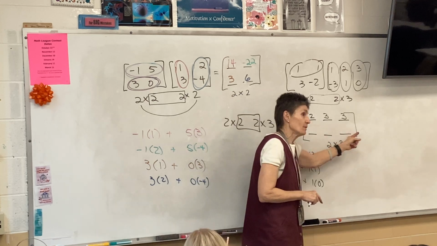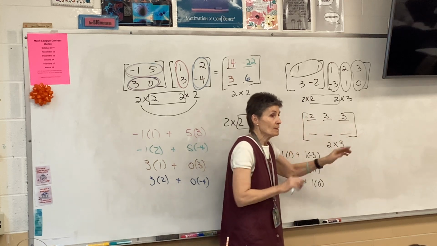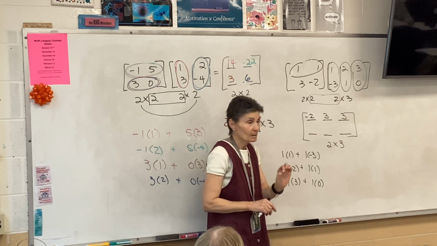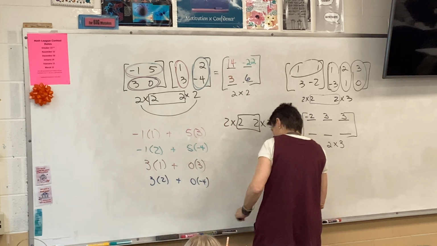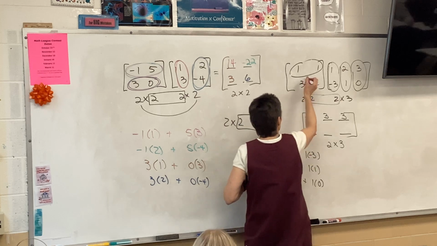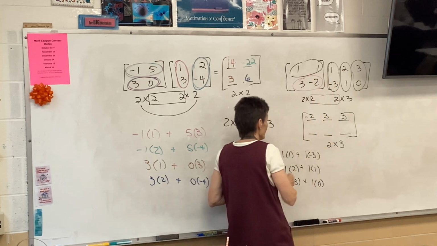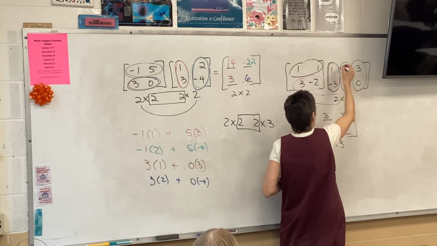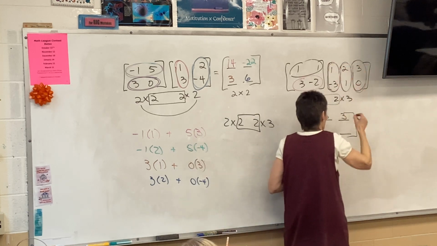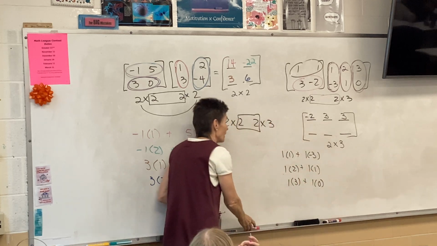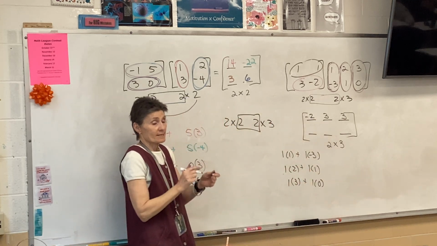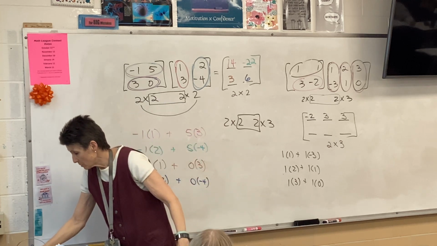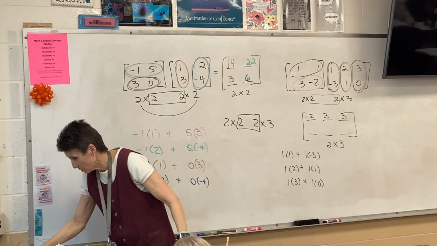Now, how are we going to fill these? What are we going to do to fill these? Same exact thing, except the second row. So you're going to be using 3, negative 2 for all of these, and then this one, and this one. So go ahead, see if you can find that bottom row. Second row, first column. Second row, second column, and second row, third column.